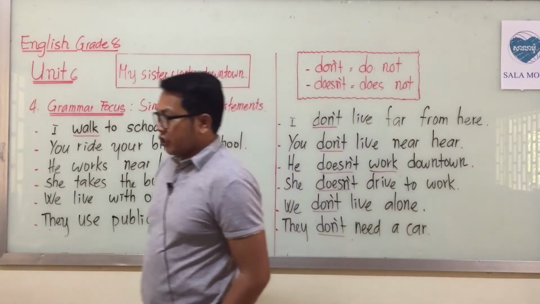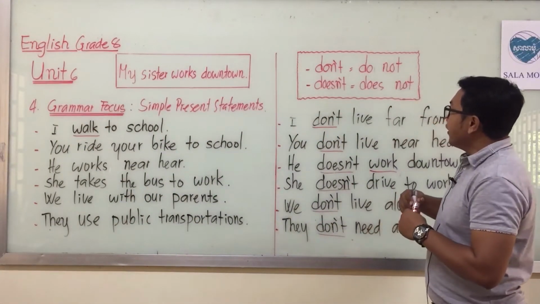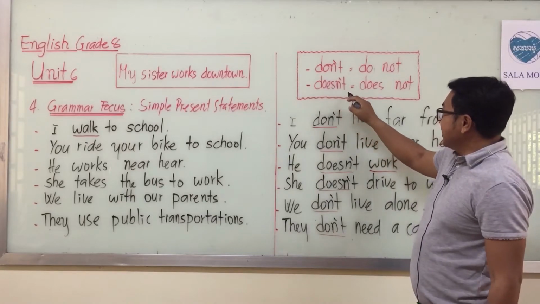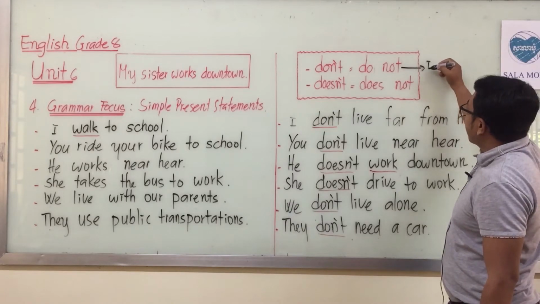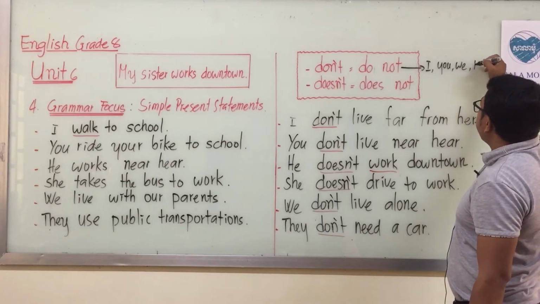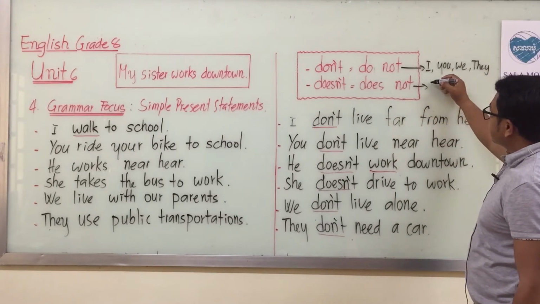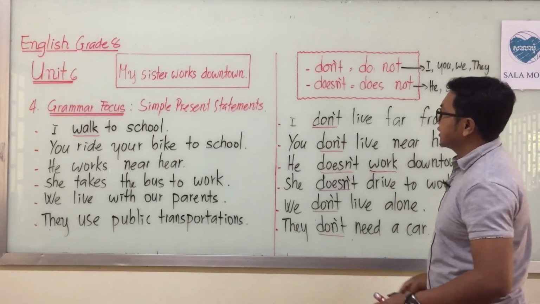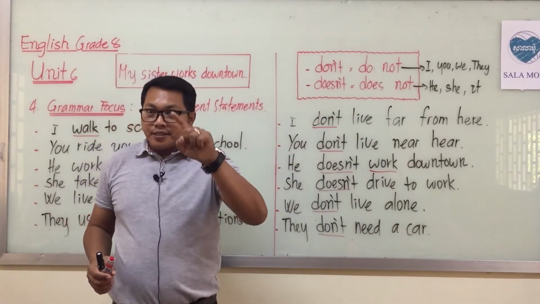Okay, so what I want to make sure you understand is when we use don't and doesn't. Look at that one. Don't comes from the words do not, the contraction. Doesn't comes from the words does not. If you talk about don't, we use it with the subjects I, you, we, and they. And does not, we use with the subjects he, she, and it.